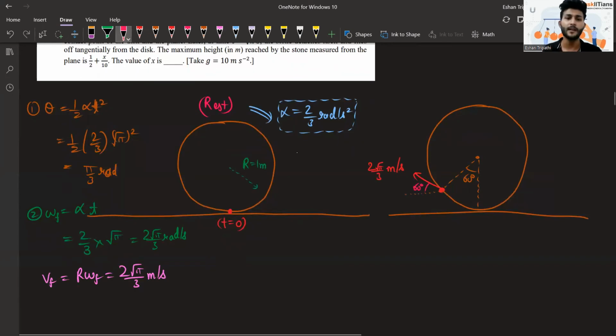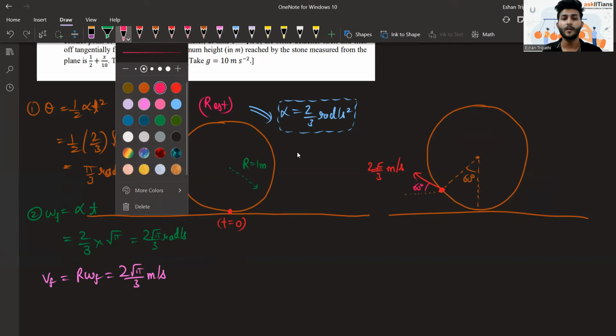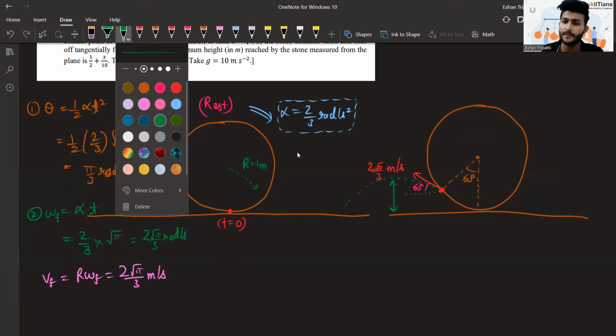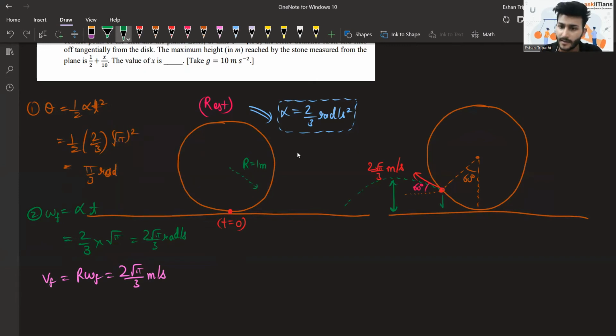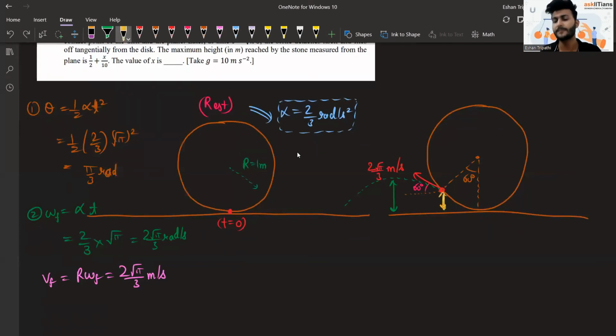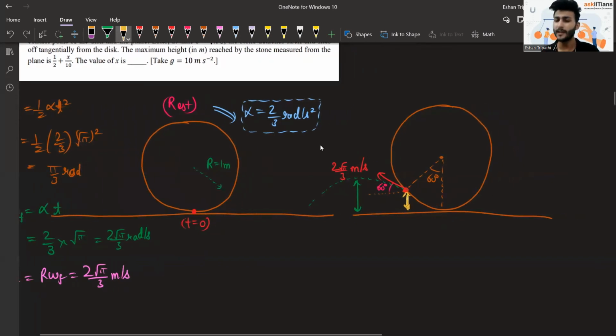What are we supposed to find? In the question, we're supposed to find the maximum height up to which it reaches from the ground. Like this, what this maximum height is, we are supposed to find. But for that, the first thing we should know is the value of this height, right? How much it has moved because of rotation. This value we need to find first. That is also not difficult. We can use a little bit of geometry.